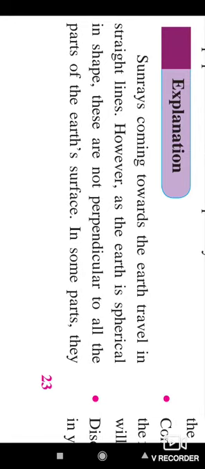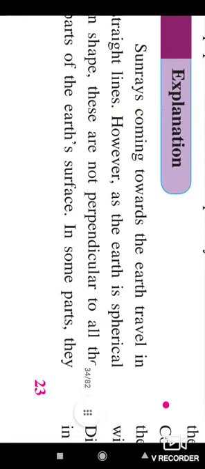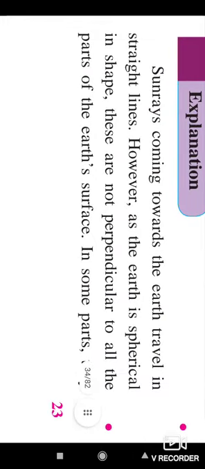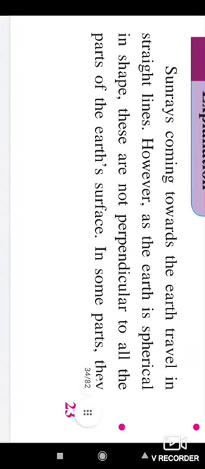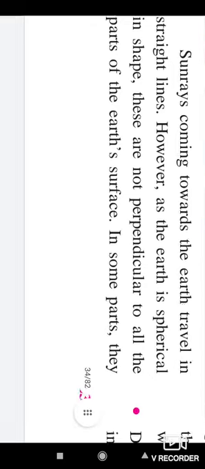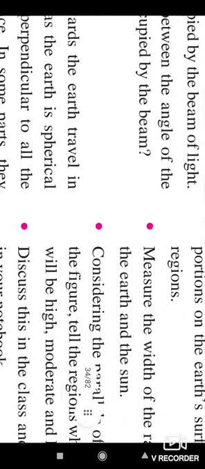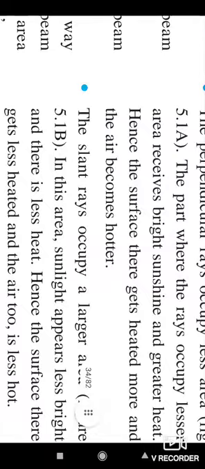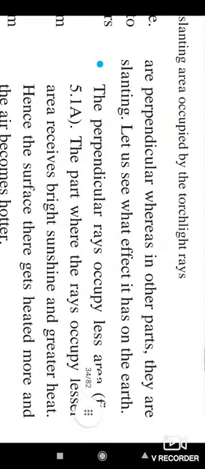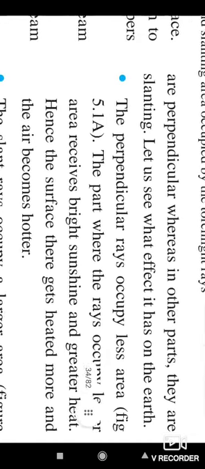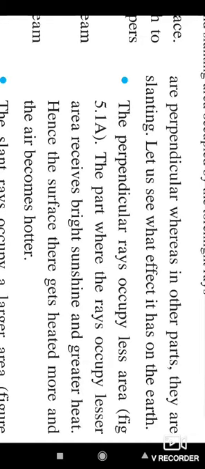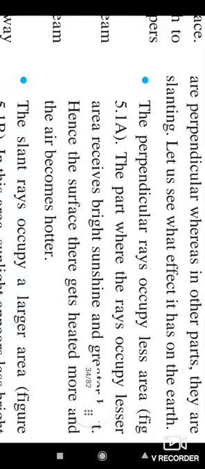So here sun rays come towards the earth, travelling in a straight line. However, as the earth is spherical in shape, the rays are not perpendicular to all parts of the earth's surface. In some parts they are perpendicular, whereas in others they are slanting. Let us see what effect it has on the earth.